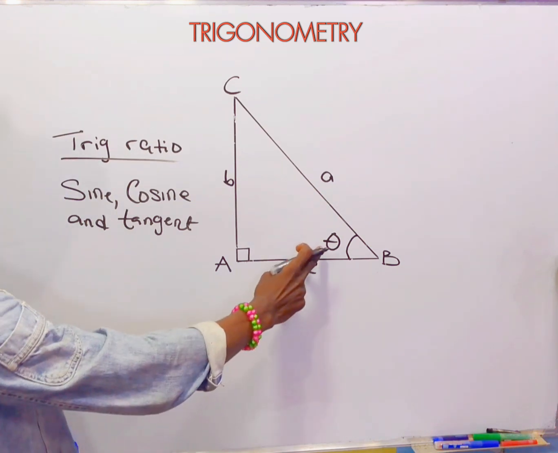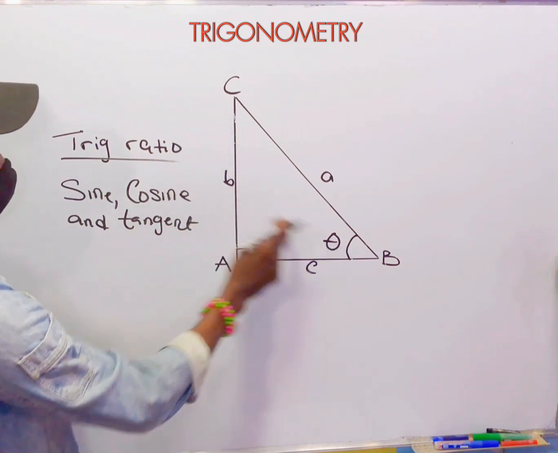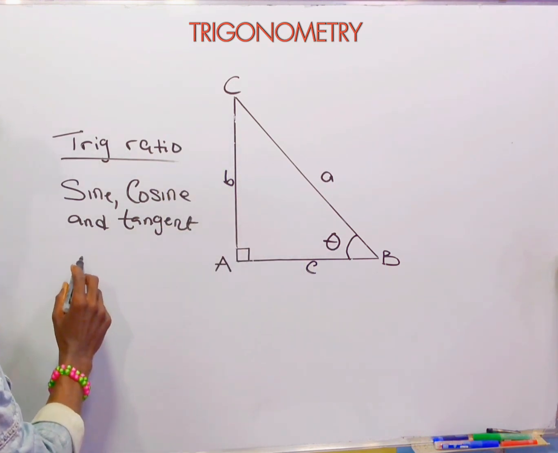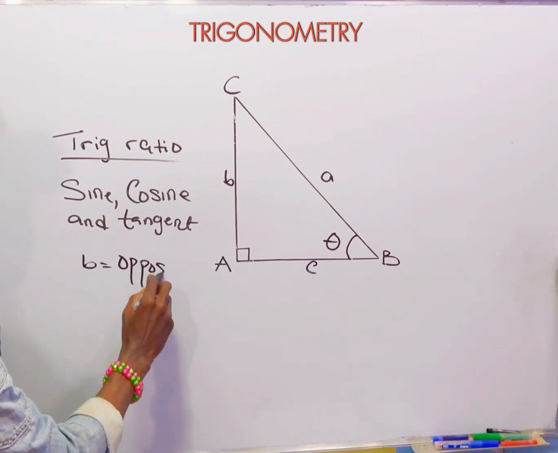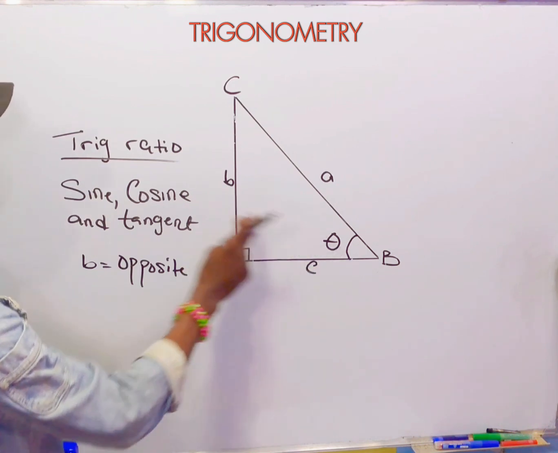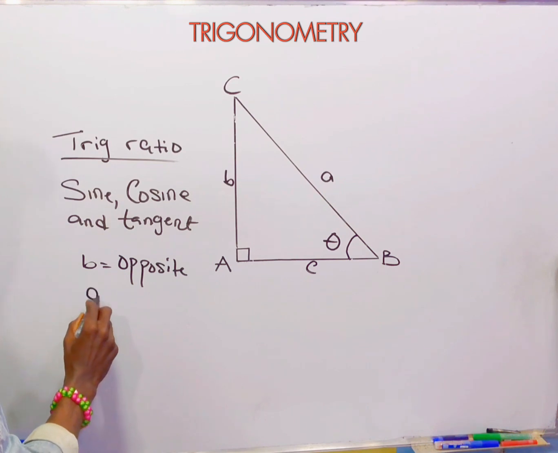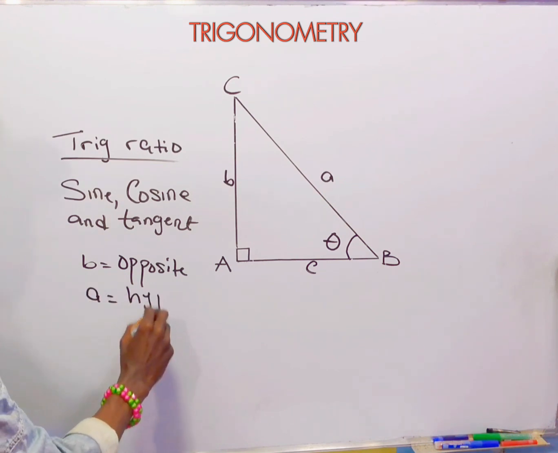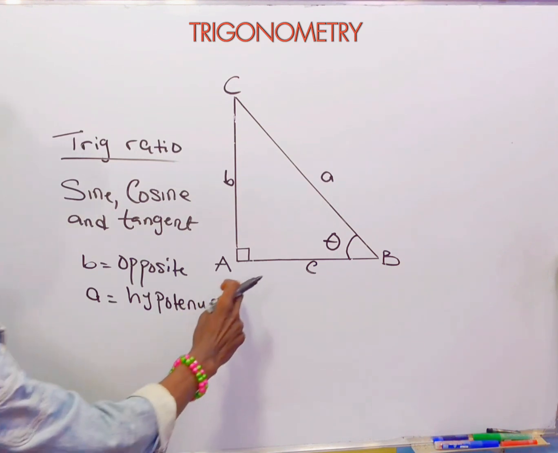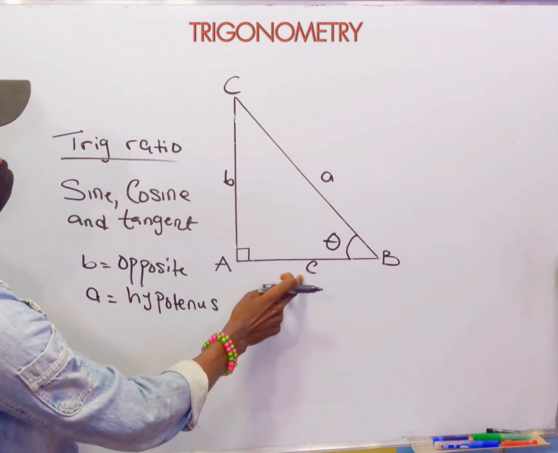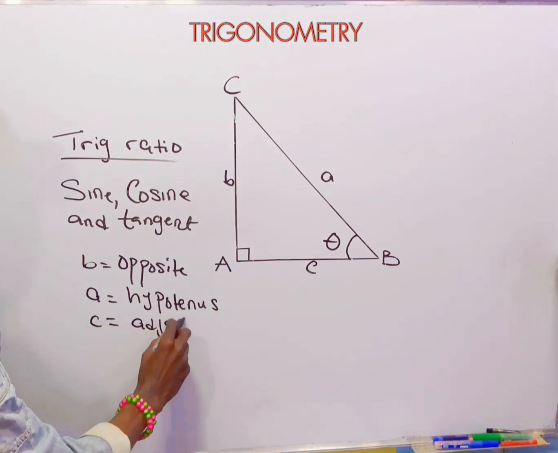Now, since this is our theta, B here is opposite theta. So side B is known as opposite because it is opposite theta. Side A here is the longest part, so it is referred to as the hypotenuse. Whereas AC, which is side C, is known as the adjacent.